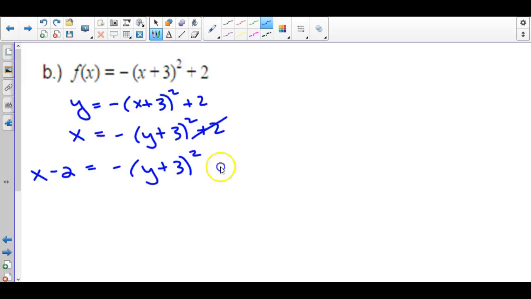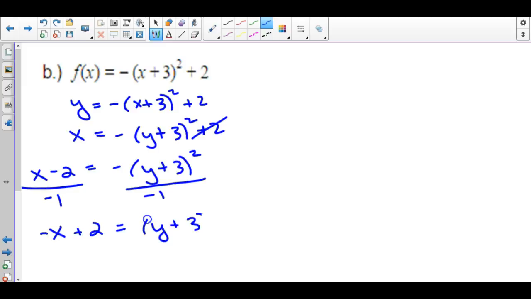And now I cannot square root this yet. What I'd want to do is get rid of this negative, and I'm going to do so by dividing both sides by negative 1. So what I'm really going to do is apply that to each of these values. If I take the x divided by negative 1, I have negative x. And negative 2 divided by negative 1 is positive 2. And what that's going to do is free up this right-hand side of being negative.